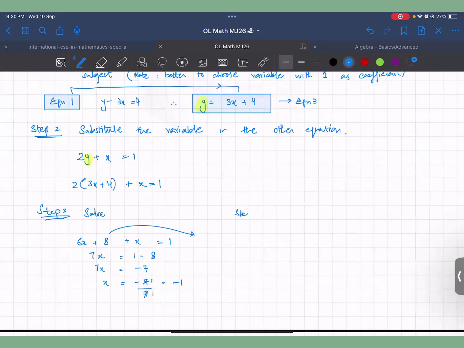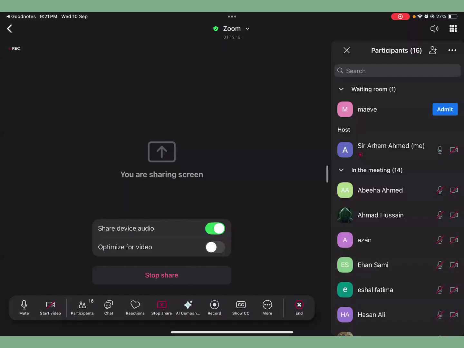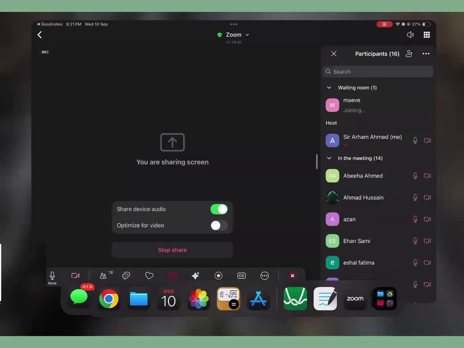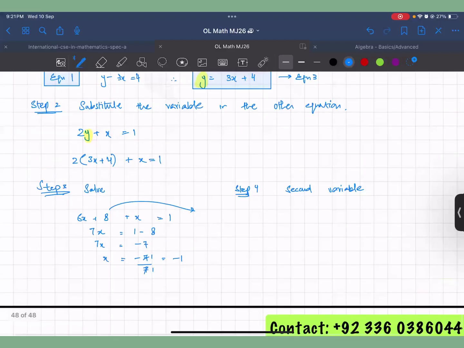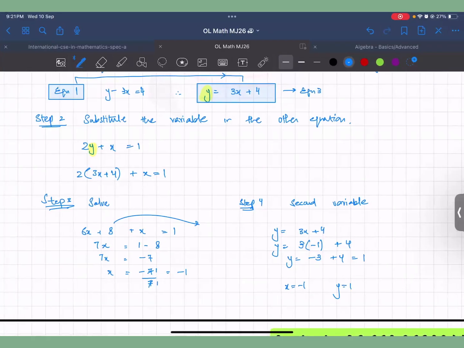Get the other variable, the second variable. For the second variable, you can use equation number 3. Equation number 3 was y is equal to 3x plus 4. You replace the value of x. You have already found x. So y is equal to minus 3 plus 4. So y is equal to 1. So look, you got the same answer: x as minus 1 and y as 1.